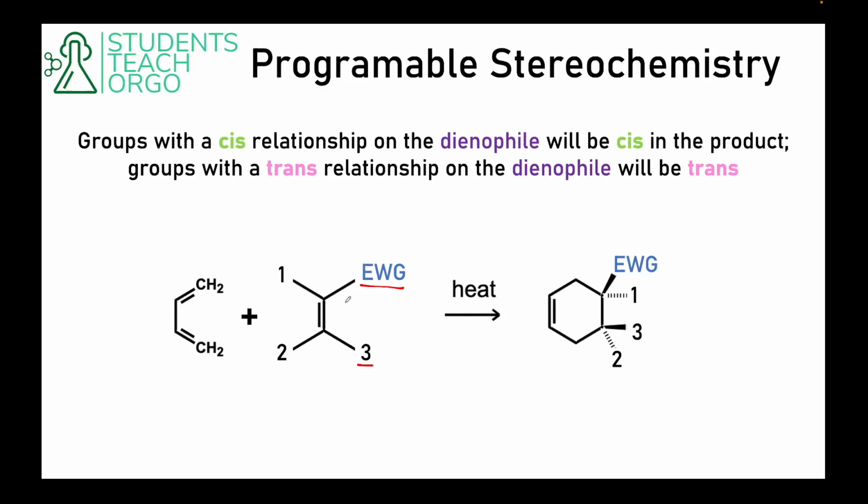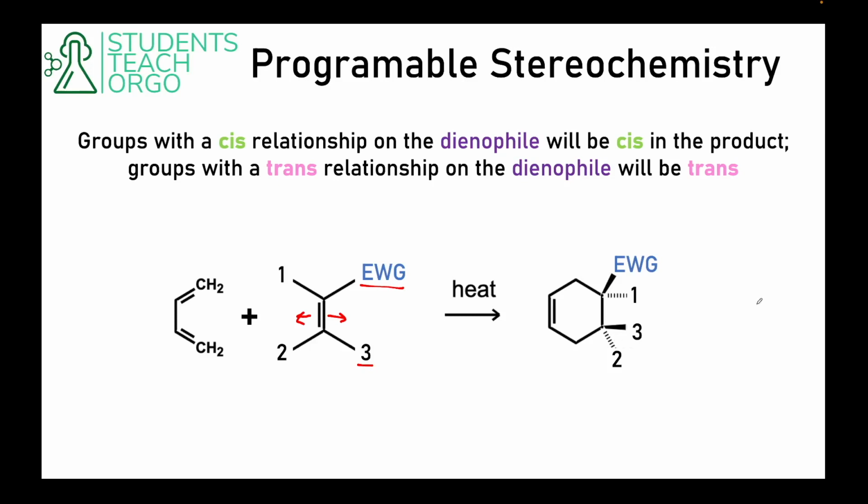a cis relationship, right? They're on the same side of the double bond. And that means in the product, both the electron withdrawing group and 3 will both be wedged, right? That means they're on the same side, wedged or dashed, either or, it's arbitrary. And 1 and 2 are on the same side of the double bond, so they are cis, so they're both going to be dashed. And you can see that 2 and the electron withdrawing group have a trans relationship, so now they're also going to have a trans relationship by this one being wedged and this one being dashed in the product.